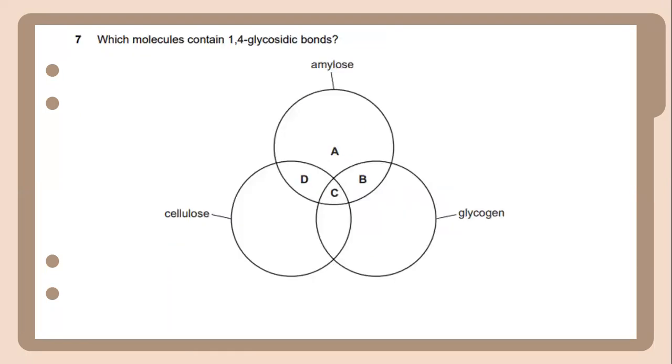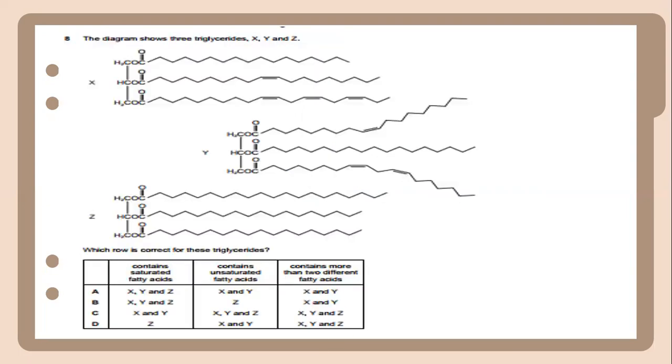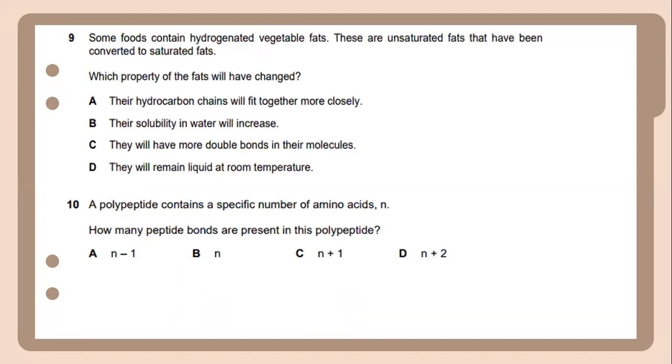Number 7. Which molecule contains 1,4 glycosidic bond? The answer will be C. And the diagram shows these triglycerides X, Y, and Z. Which row is correct for these triglycerides? The answer given here is X, Y, and Z contain saturated fatty acids, and X and Y contain unsaturated fatty acids, and also X and Y contain more than 2 different fatty acids.